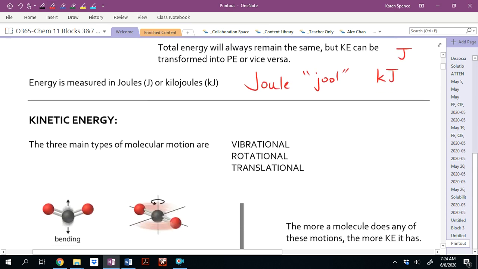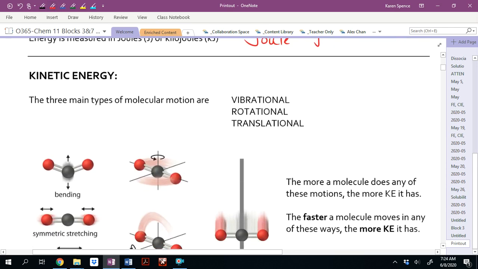Okay, this next little bit, it's mostly for interest. You don't have to memorize it or anything like that. Kinetic energy, there are three main types. There is vibrational, rotational, and translational.